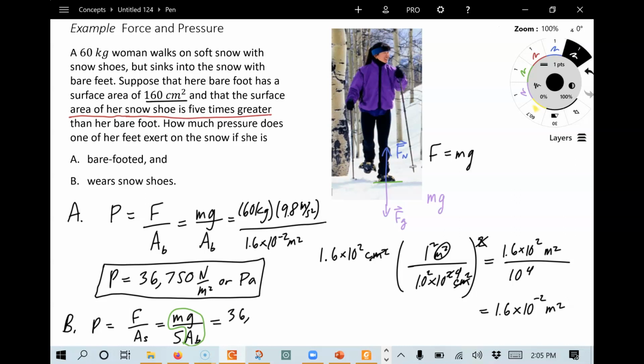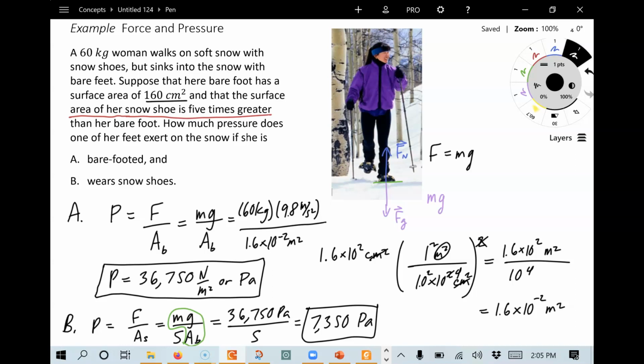So 36,750 pascals divided by 5 gives us an answer of 7,350 pascals. So this shows us how pressure and force are different. They're related, but they're different.